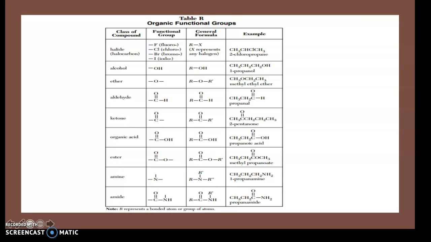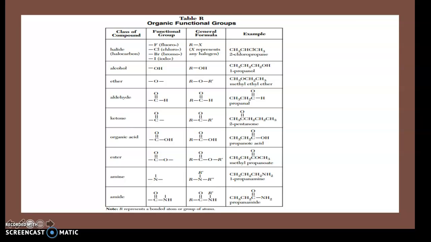Now here comes aldehyde and ketone. Very similar. I like to call them siblings because they look very much alike, but the only reason that they're different is because of where they are placed. Aldehyde is smack dab at the end or the beginning of your structure.